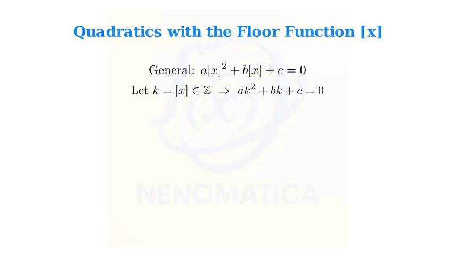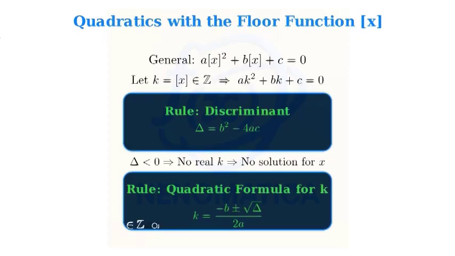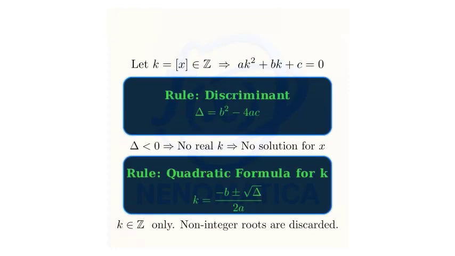Step 1. Check the discriminant. Compute delta equals b squared minus 4ac. If delta is negative, there are no real roots for k, so the original equation has no solution. Step 2. Solve for k. Use the quadratic formula, but remember, k must be an integer. If a root is not an integer, we discard it.